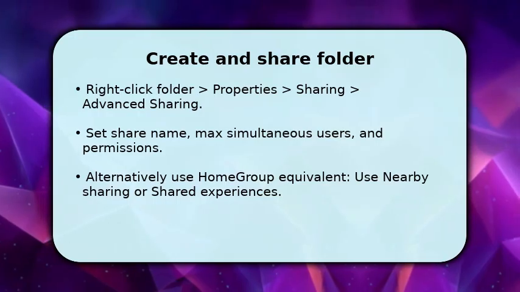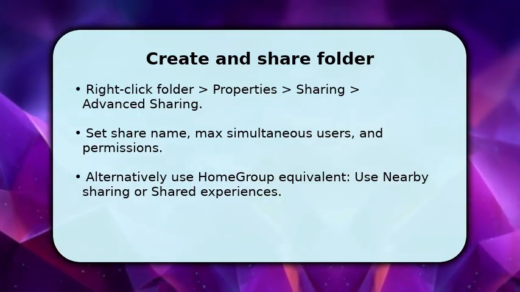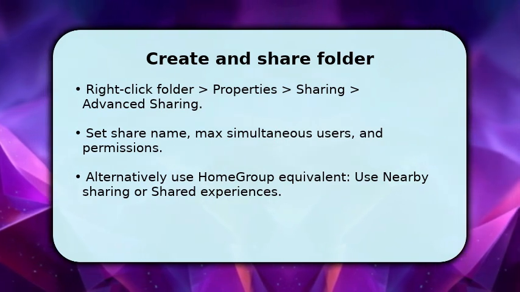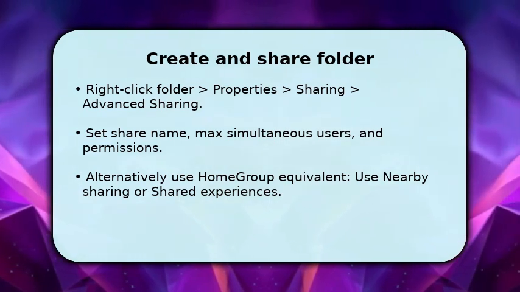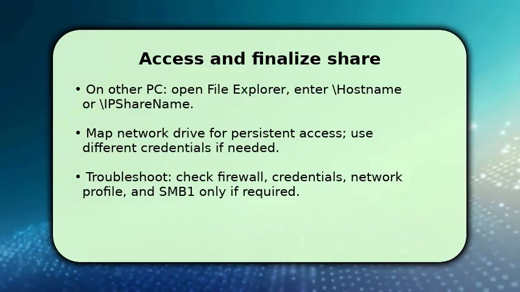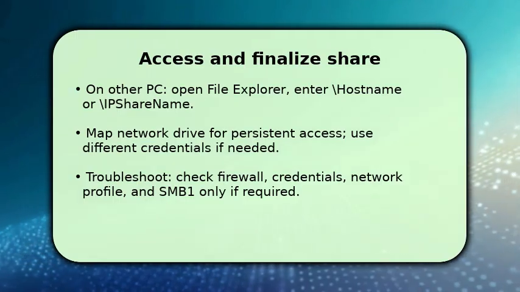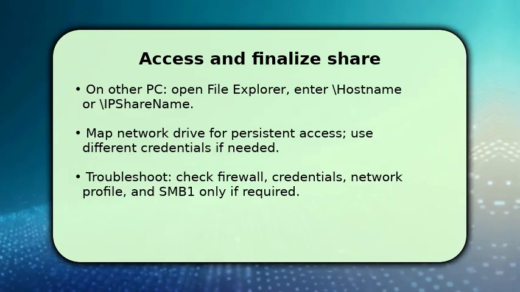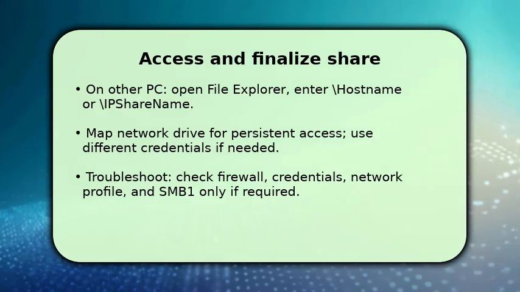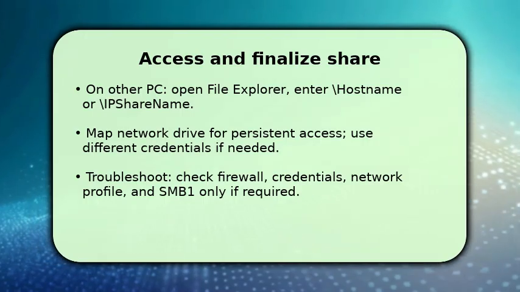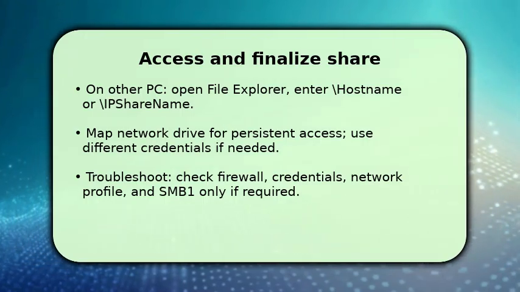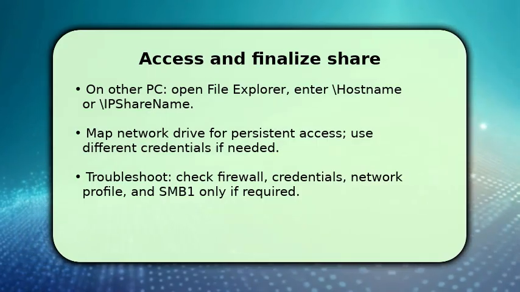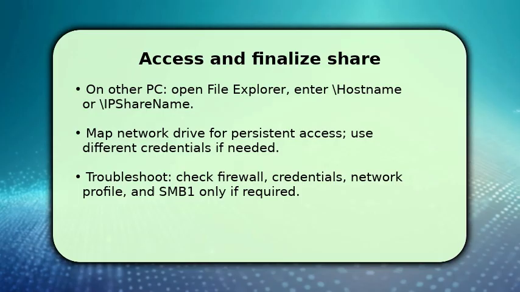You finish by accessing the share from the other PC. Open File Explorer and type \\hostname or \\192.168.x.x\share name, press Enter, then provide credentials if prompted. Once connected, right-click the shared folder and map network drive to keep it handy at next sign-in. If things fail, check Windows firewall rules, confirm the target device's network profile is private, verify user permissions, and ensure SMB protocols match.